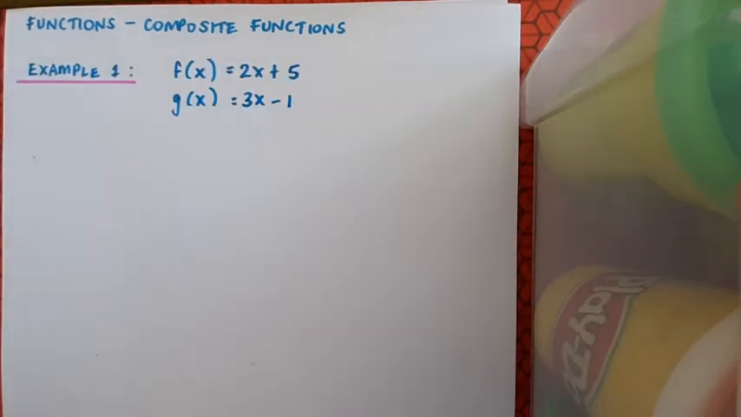This video is on composite functions. Composite functions are when I combine more than one function together. Let's look at an example. Here I have two functions, f of x equals 2x plus 5 and g of x equals 3x minus 1.